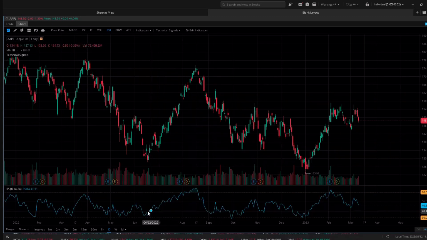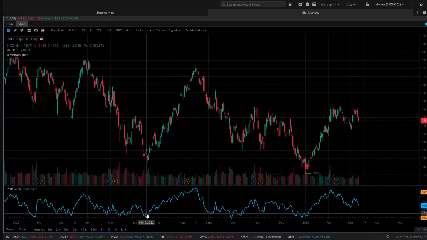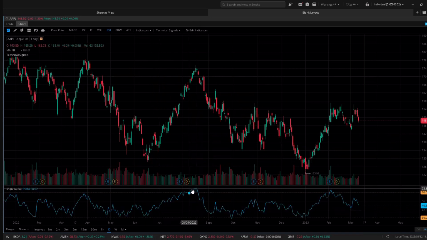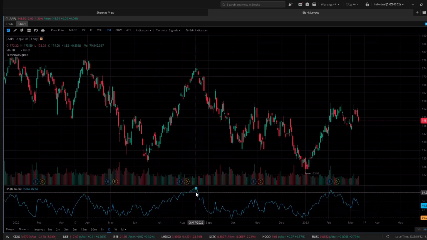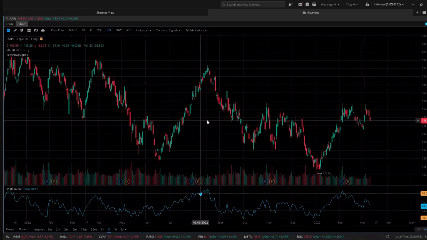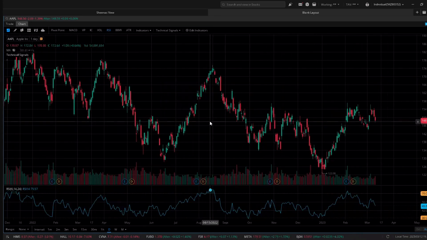A lot of times people will start to buy when it's down here at this 30 level, and people will start to sell when it's up here at this 70 level or above. Just as an FYI, it doesn't always work. So again, you don't want to use it as your end all be all.